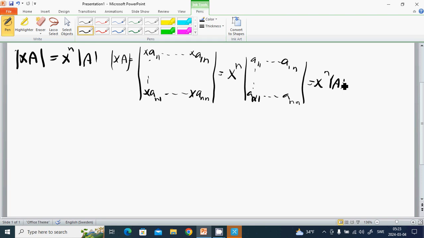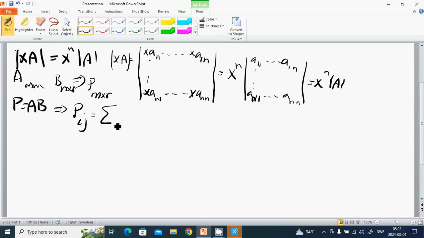We have a matrix P equals AB, and A is M by n, and B is n by r. Then P is an M by r matrix, and Pij equals the sum over k from 1 to n of aik times bkj.